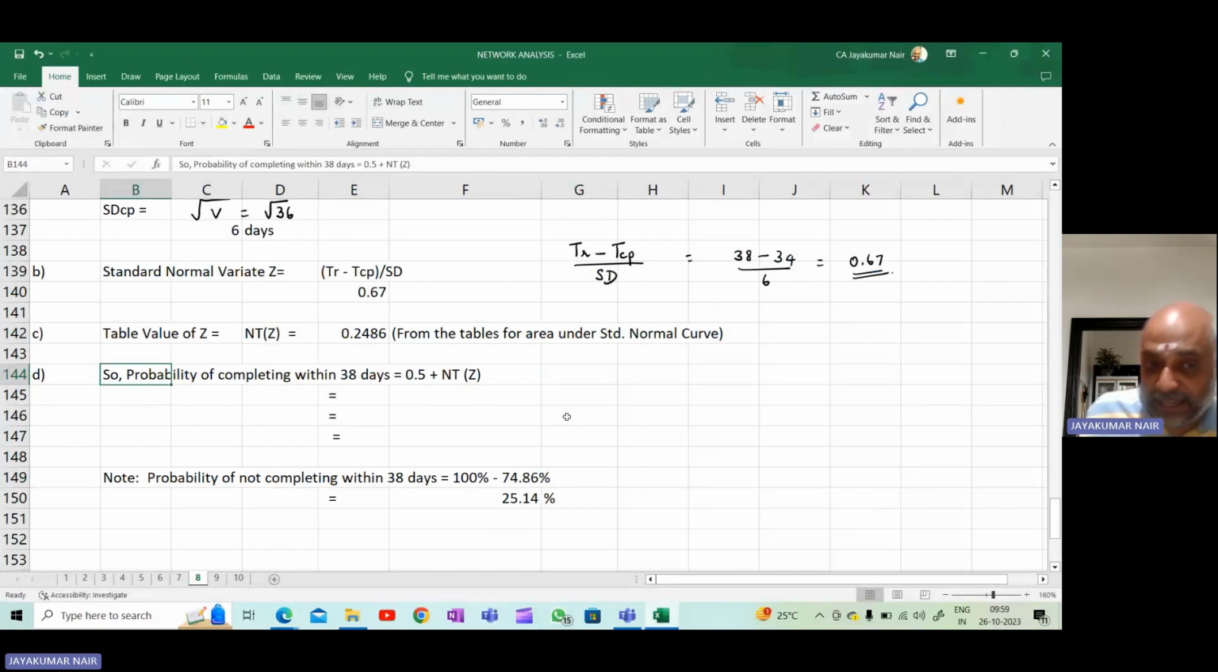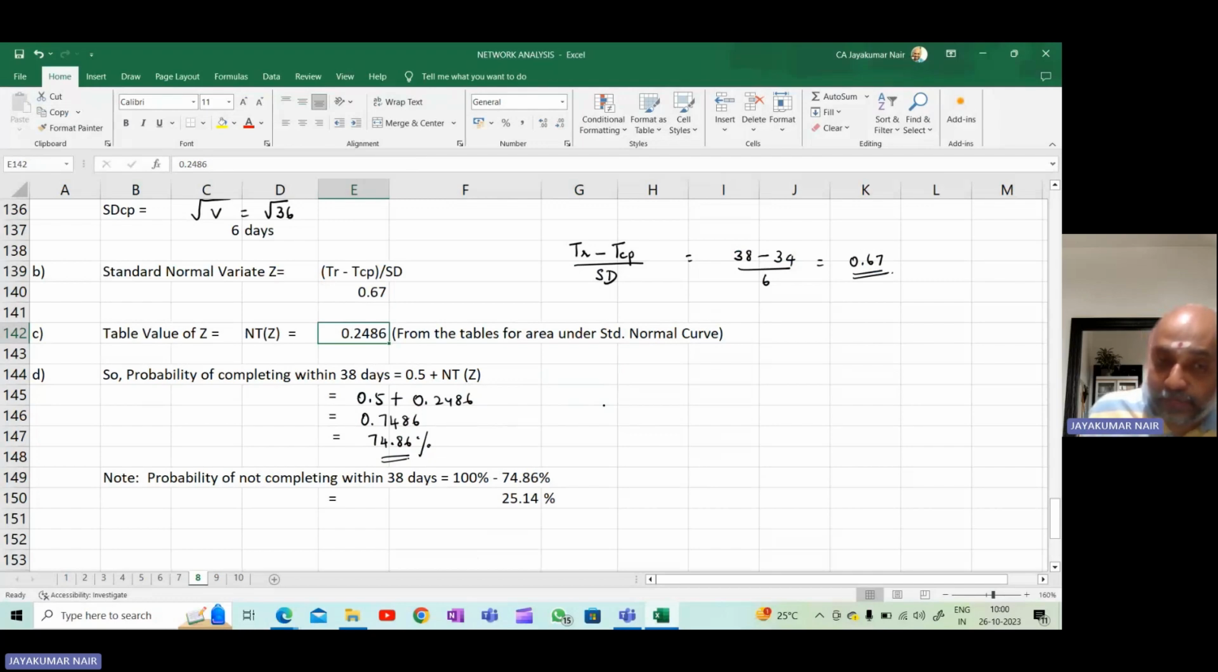If you want to find the probability of completing the project within 38 days, the formula is 0.5 plus the value that you have got from the table. So it is 0.5 plus 0.2486. When you add these two, you get 0.7486, and if you want to make it into a percentage, it is 74.86%. So the probability of completing the project within 38 days is 74.86%.